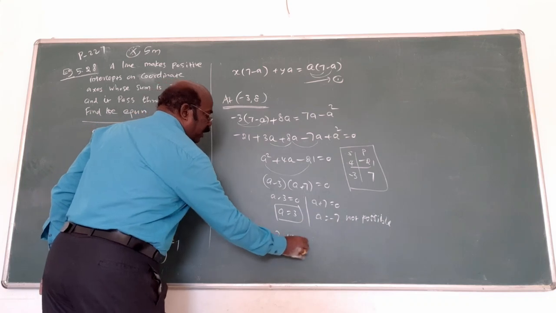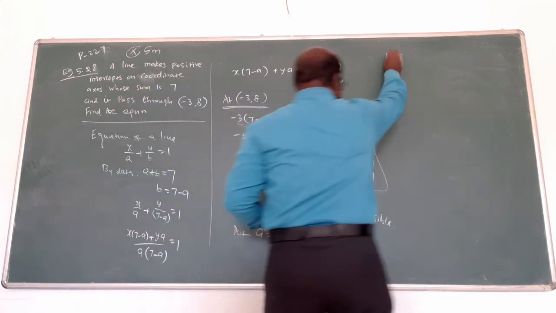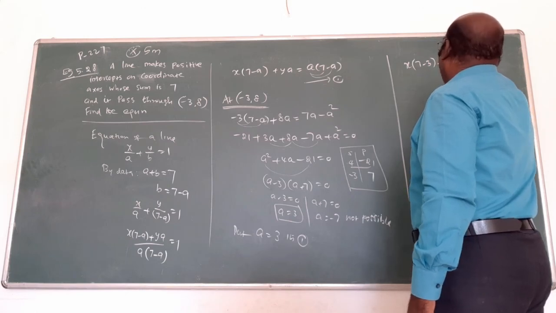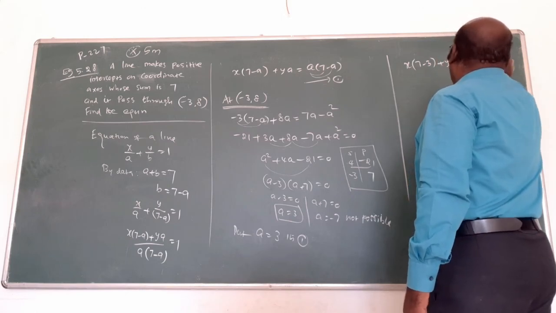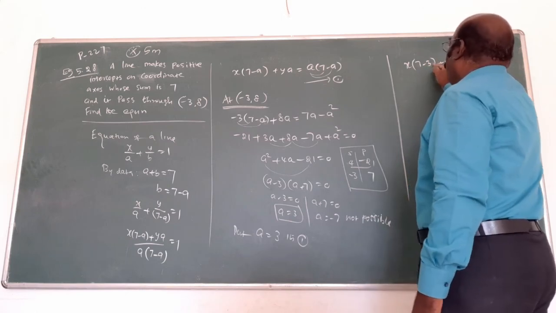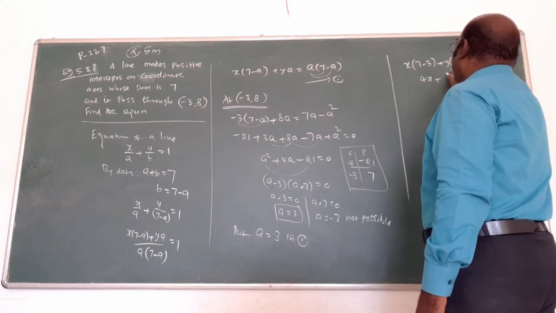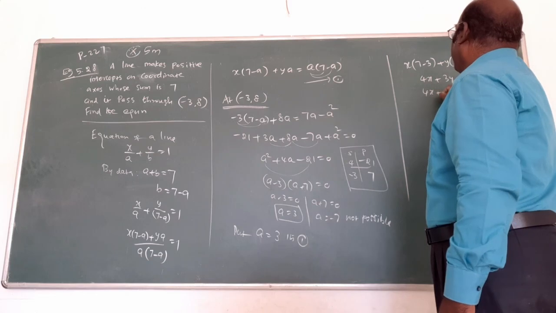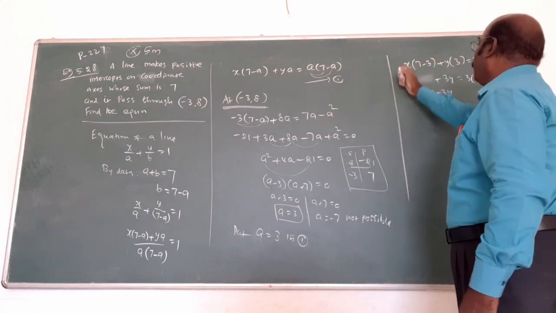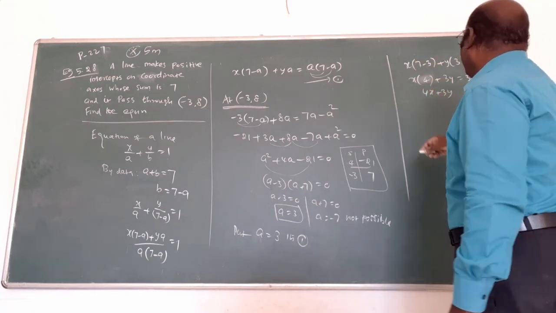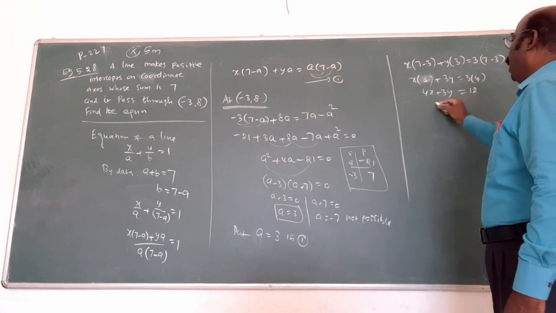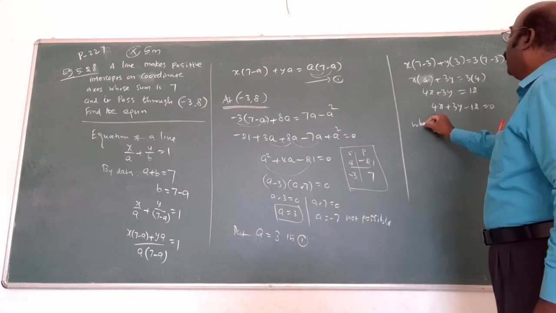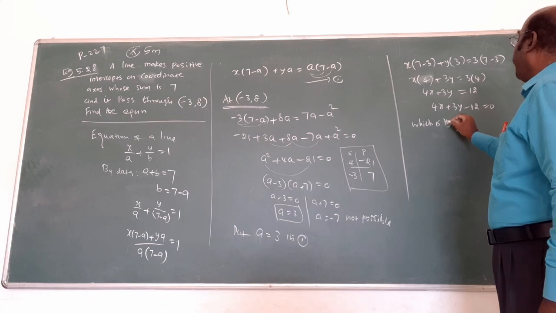The first equation: substitute x by 7 minus 3, y by 3, equal to 3 into 7 minus 3. That is 4x plus 3y, equal to 3 into 4, 12. 4x plus 3y minus 12 equal to 0, which is the required equation.